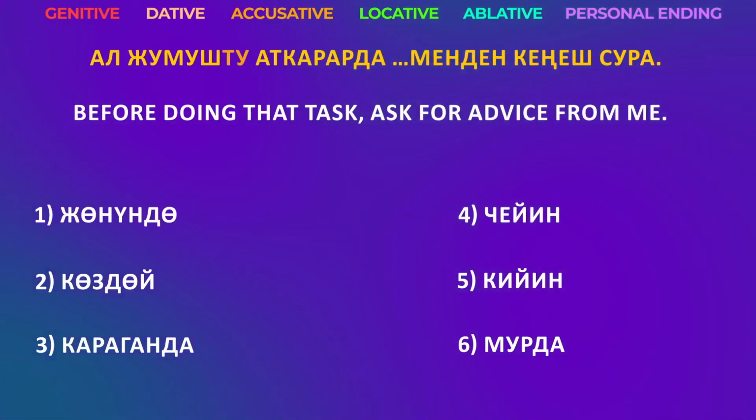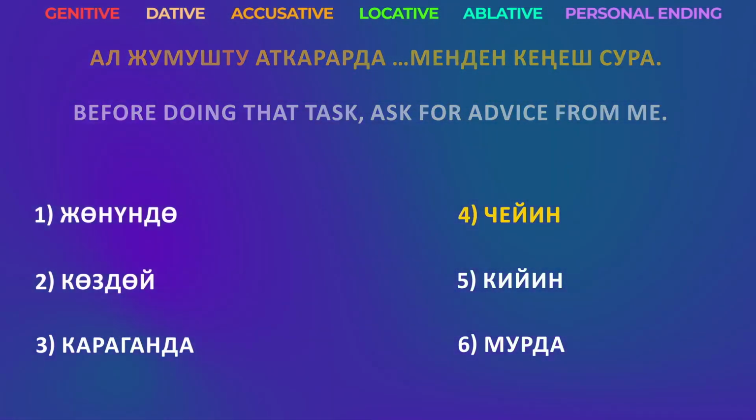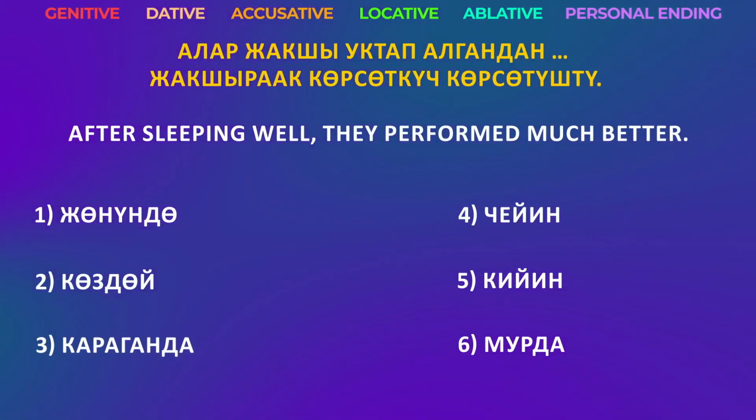Let's see another example. Ал жумушту аткарарда, linking word, менден кеңеш сурат. Before doing the task, ask for advice from me. So which one should you put? So the right answer is чейин. Алар жакшы уктап алгандан, linking word, жакшыраак көрсөткүч көрсөтүштү. After sleeping well, they performed much better. So which one should you put? The right answer is кийин.